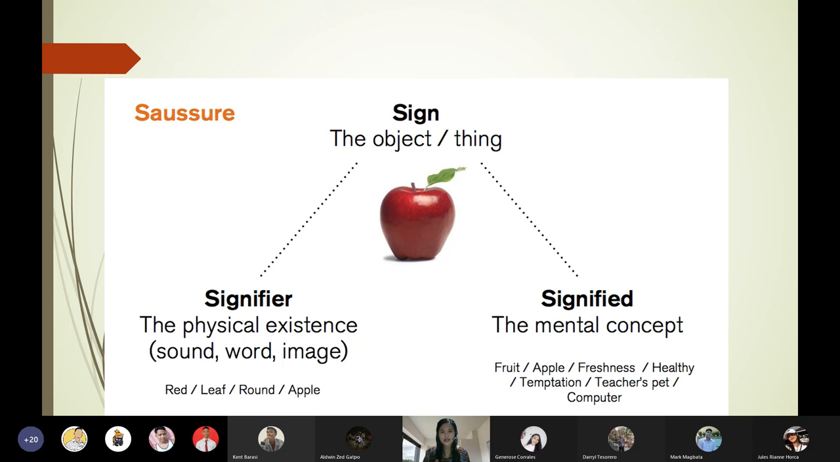Kapag signified naman, it's a mental concept. When I say apple, ang papasok sa utak mo, mamahalin. Mamahaling cellphone, mamahaling gadget, mamahaling laptop. Okay, another mental concept. Pag sinabi nating apple, naiisip mo doktor, kasi sabi ng doctor, an apple a day keeps the doctor away. Another, it's fresh. It's fruit. And temptation. Why temptation? You know, Adam and Eve? Diba kung ano kinain ni Eve? It's an apple. So that is temptation. Yun po ang sinasabi natin, signified: your mental concept about a thing or an object. I hope this one is very clear.